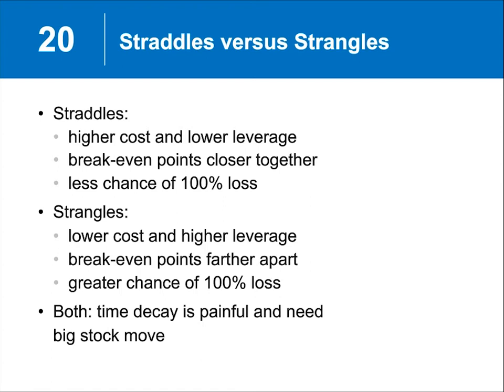With the Strangle, our lower cost means that we have higher leverage. We can buy more Strangles than we can Straddles, if you want to look at it that way. Our break-even points are further apart, so we need more of a move in the underlying stock, and we have a greater chance of 100% loss because we have that flat bottom. And anywhere between those two strike prices is where we can lose 100% of our capital.